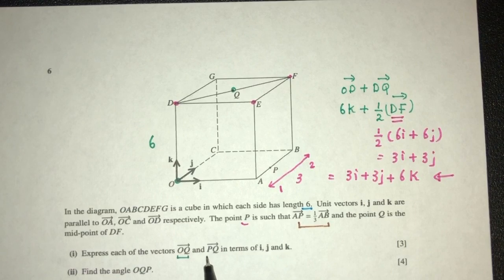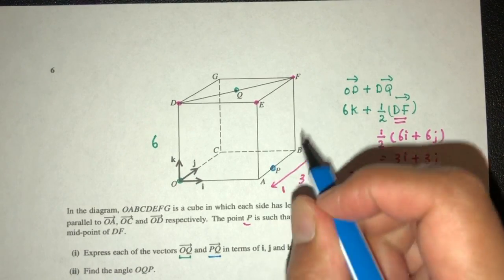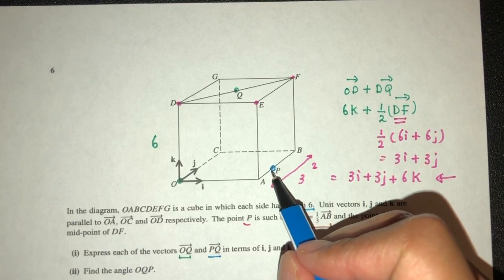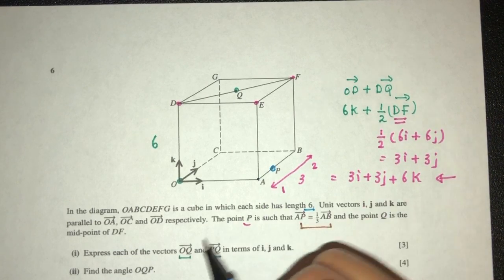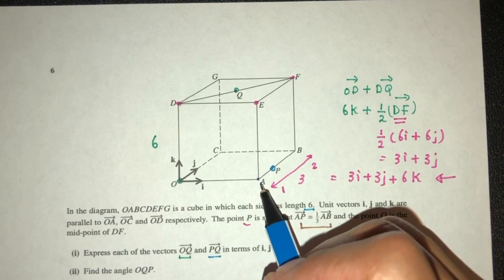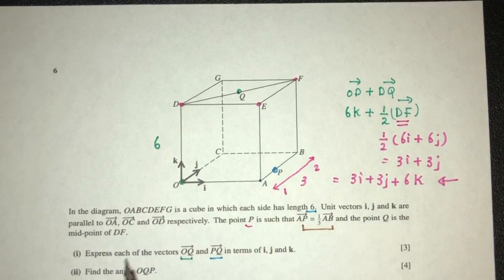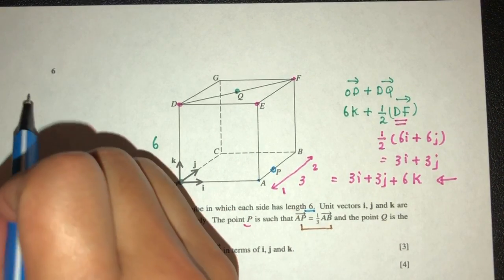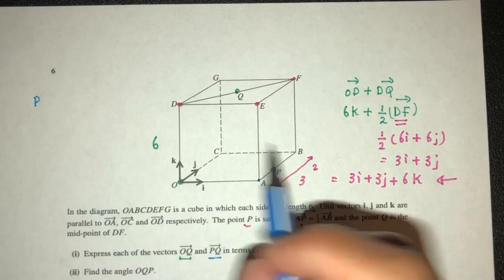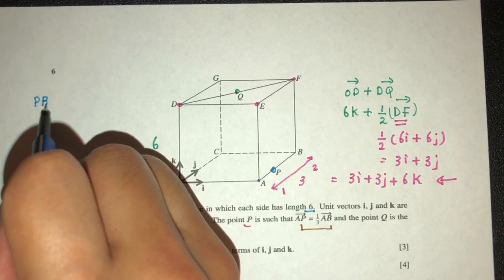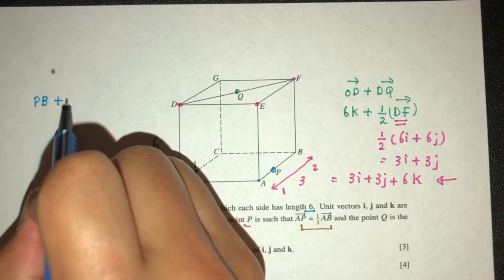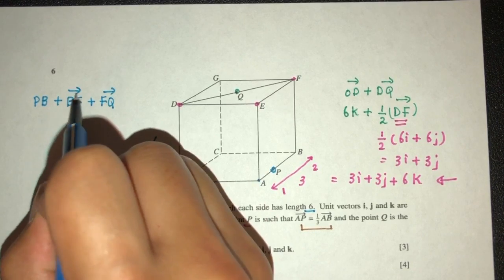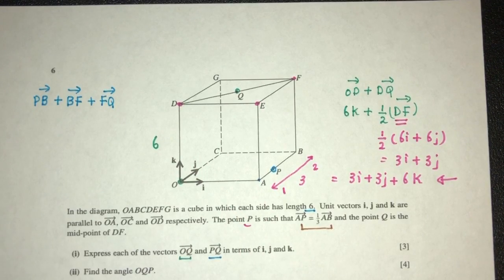Now PQ, where is PQ? P going to Q. So step by step, I can go P going to A, and then we can just follow the route. Honestly, there's so many ways we can go from P to Q. So let's try one of them. Let's go to B. Why not? P going to B, and then B going to F, F going to Q. So we have this route we can use to go to Q.